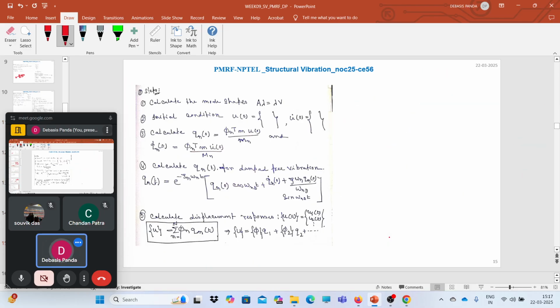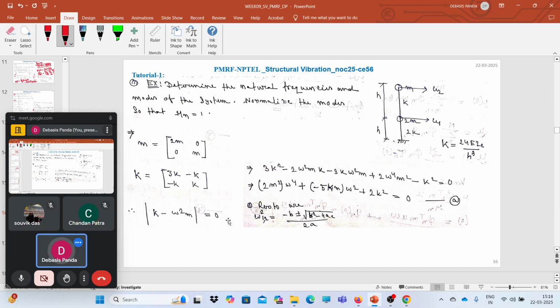So like here, how we can solve it? Easy. First you need to calculate the mode shape from the characteristic equations, and then from the initial conditions you need to find out what will be the initial q, that means the modal responses, and then once you have the modal responses, you can find out the physical response of the systems.